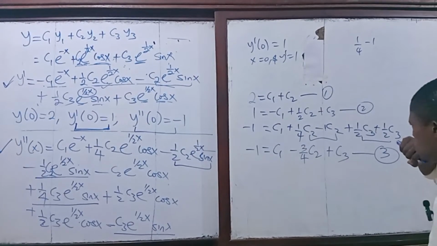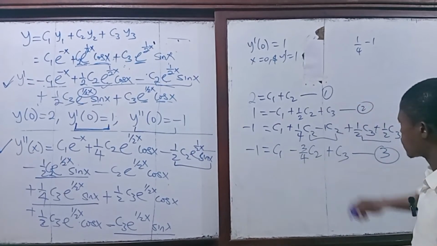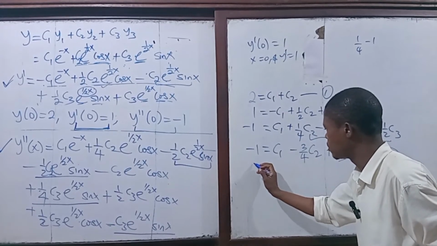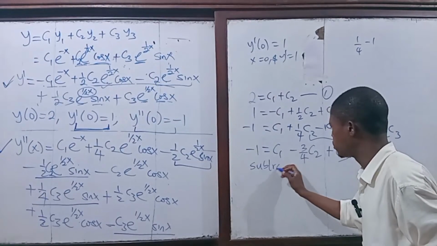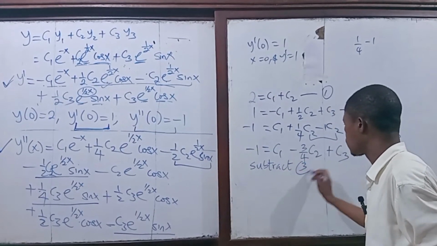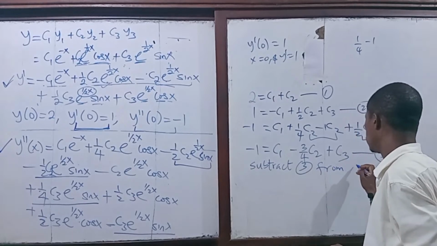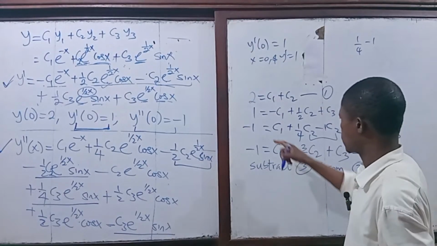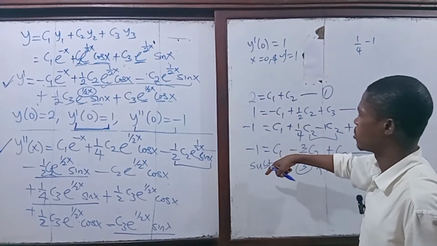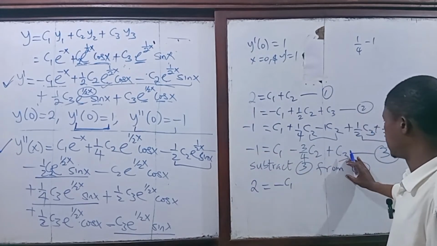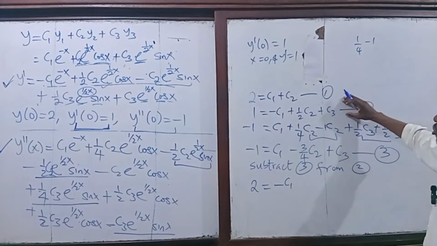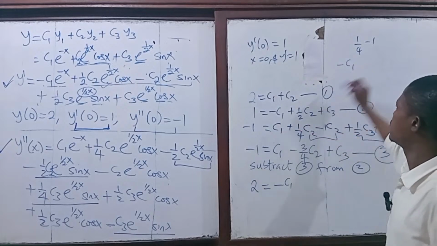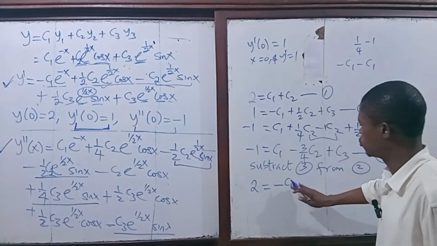What I'm going to do, for me to cancel C3, I want to eliminate C3. I'm going to subtract equation 3 from 2. So for this one, 1 minus 1. I'm going to have 2 of this from 2, it means equation 2 minus 3. So that'll be minus C1 minus C1, that's a minus 2C1.